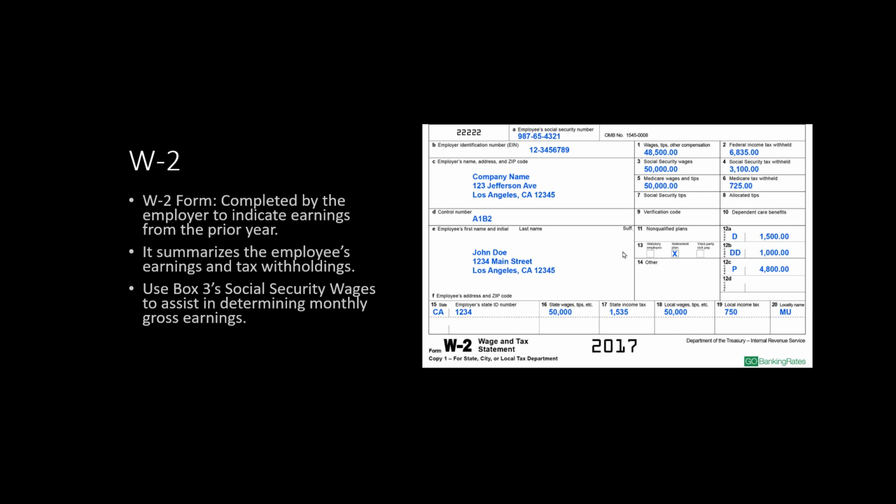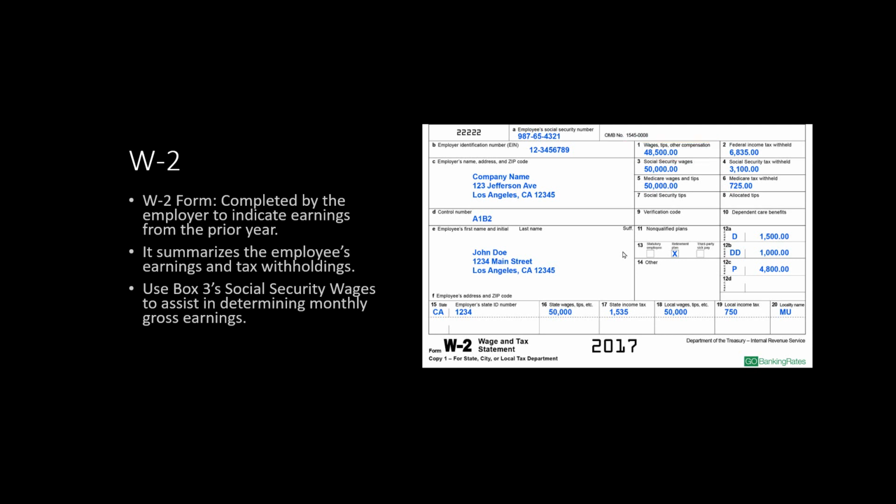There may be instances where the parents document their earnings with a W-2 form. The W-2 is completed by the employer to indicate earnings from the prior year. It summarizes the employee's earnings and tax withholdings. Use Field 3's Social Security wages to assist in determining monthly gross earnings. Field 1's wages and tips amount do not include non-taxable retirement contributions. Non-taxable retirement contributions are included as income for child support purposes.